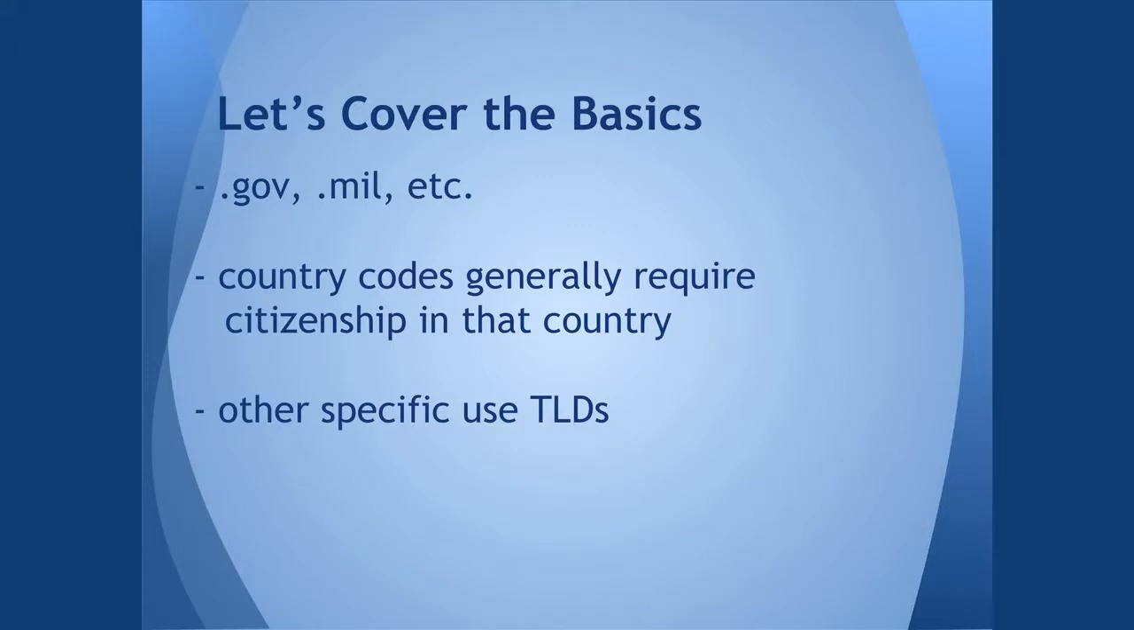For example, .gov, you have to be a government organization. .mil, you're going to have to be a military organization. There's a few others out there. For example, country codes. Generally, if you want to use a country code, you have to be a citizen of that country. Some of them are a little more relaxed. For example, .tv, I think that's for Tuvalu. That's a little island country out in the middle of the Pacific. And so basically, they leased the right to use the .tv top-level domain extension. And almost anyone could apply for that. And then there's other specific use TLDs, like for example, they wanted to use .xxx for porn sites.